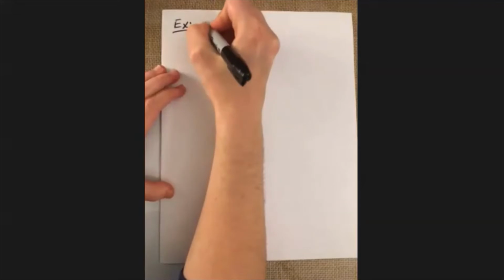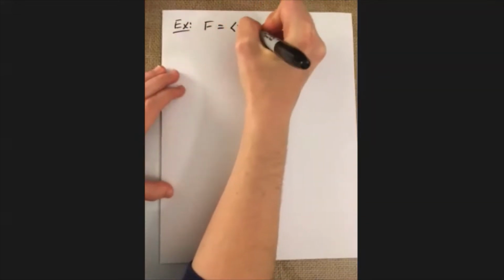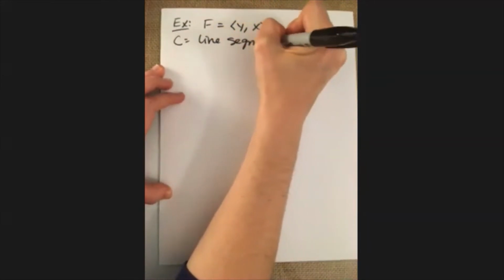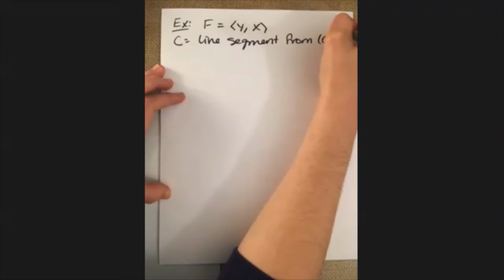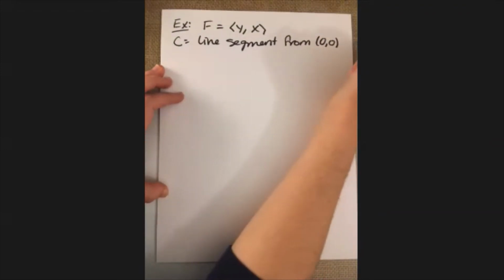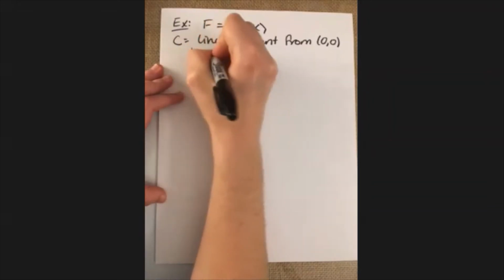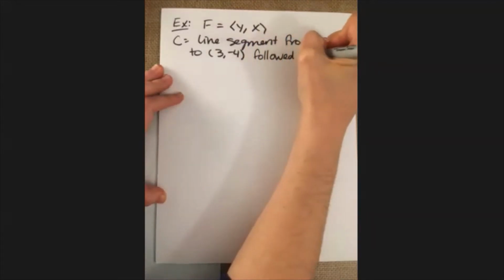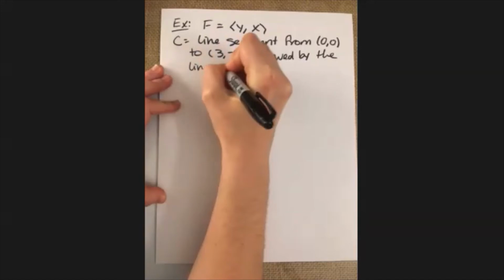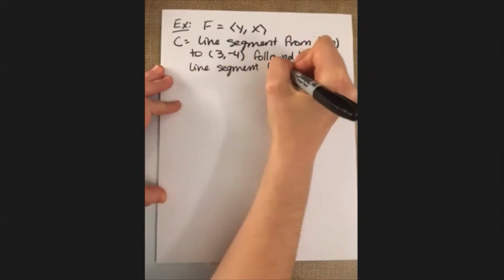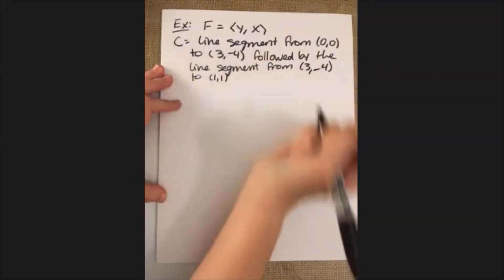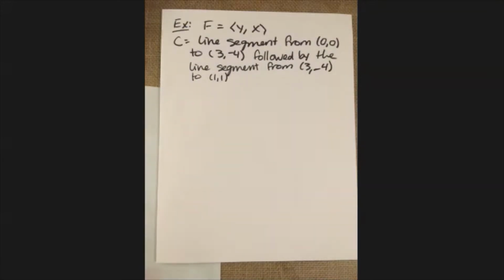So in this example here, we're going to use the same vector field, yx, and we're going to use two line segments from 0, 0 to 3, negative 4, followed by the line segment from 3, negative 4 to 1, 1.